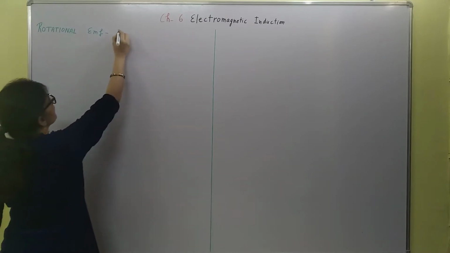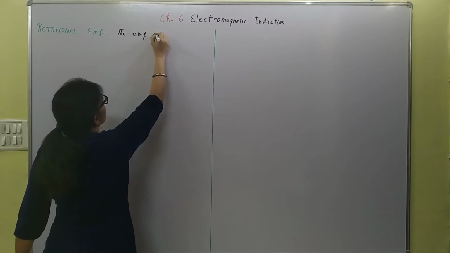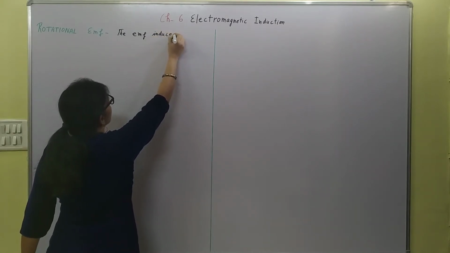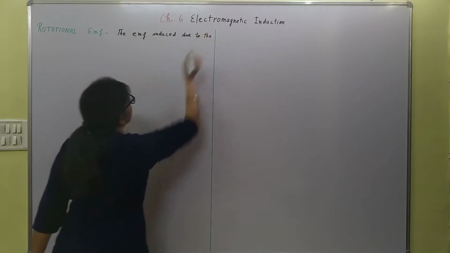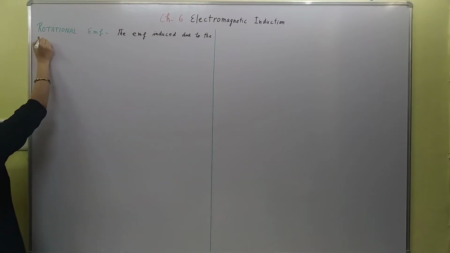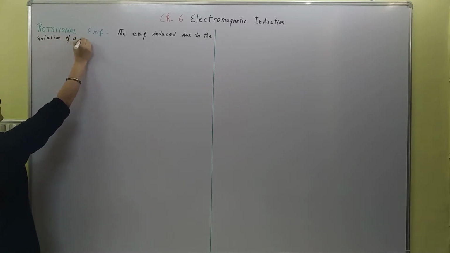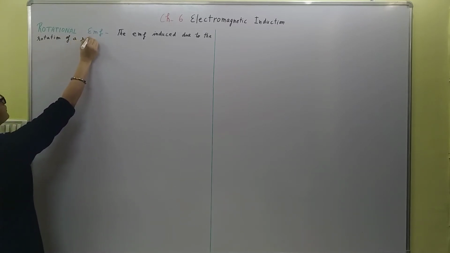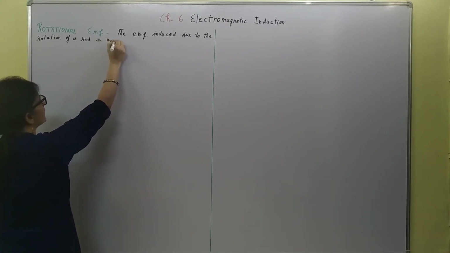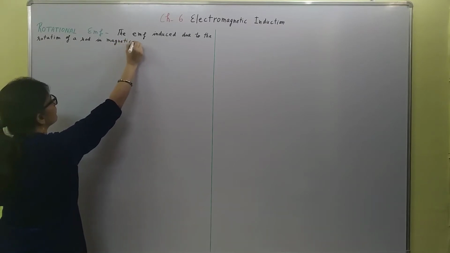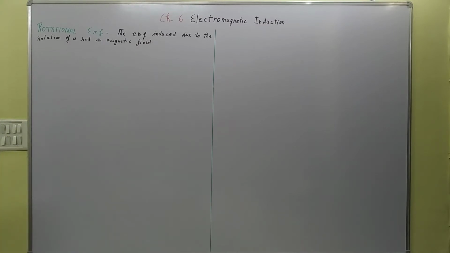So we can mention the EMF induced due to the rotation of a rod in magnetic field. This is called rotational EMF.